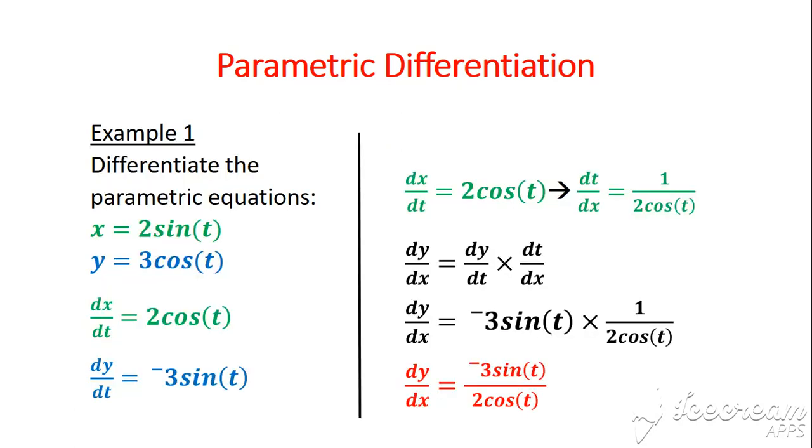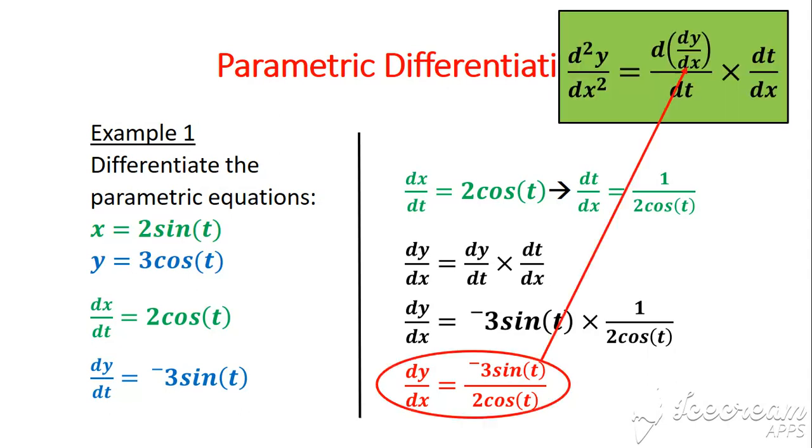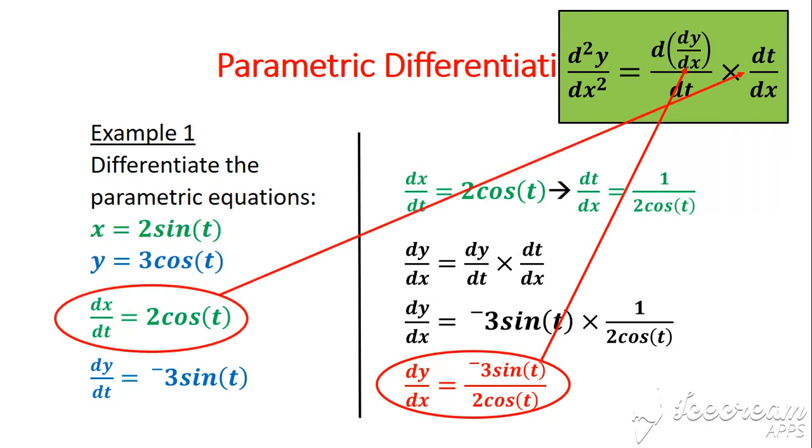Right, let's go back here and figure out what information we have so far. We have dy over dx, and what we're going to do is differentiate this function with respect to t. We also have dx over dt, and we've flipped it upside down to get dt over dx. So let's move on and create the second derivative for this set of parametric equations.